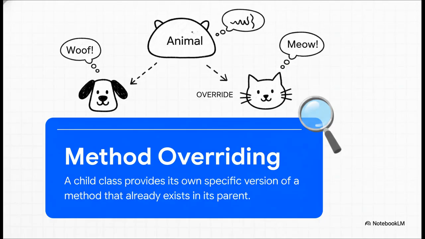But here's the cool part. Inheritance isn't just about blindly copying everything. A child class can look at a method it got from its parent and say, you know what, I have a better, more specific way to do that. A generic animal might just make a generic sound. But a dog goes woof. That's called method overriding. It's all about specialization.